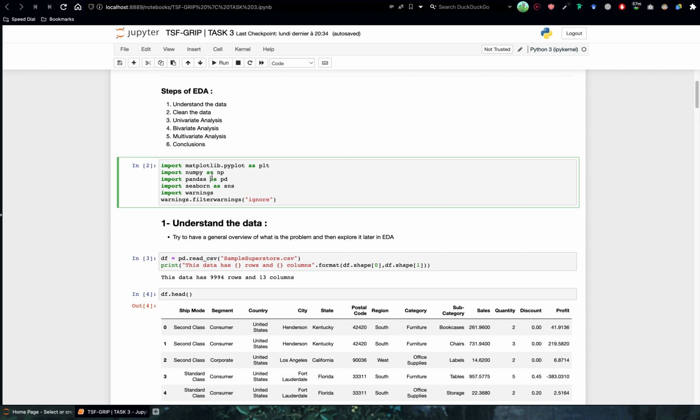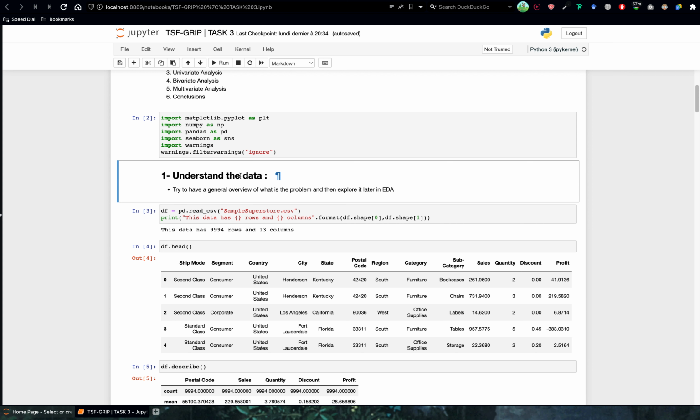Libraries are, as always, Matplotlib for visualization, same for Seaborn, NumPy and Pandas for pre-processing, and here we imported warnings to ignore any future warnings or problems from Python.